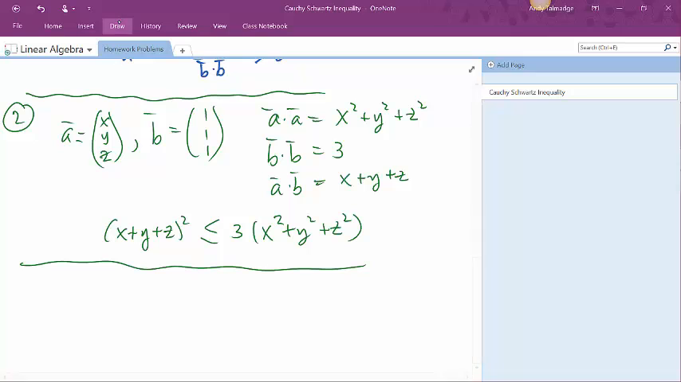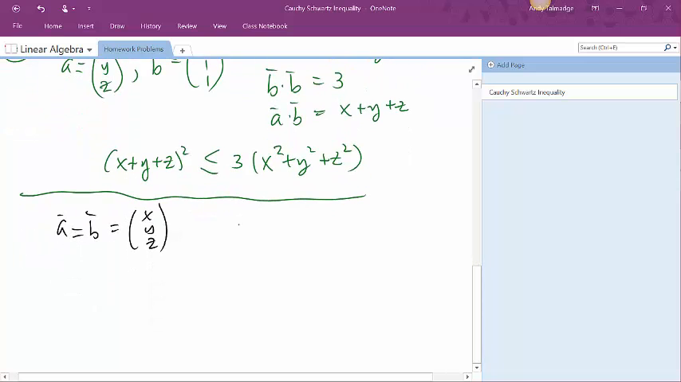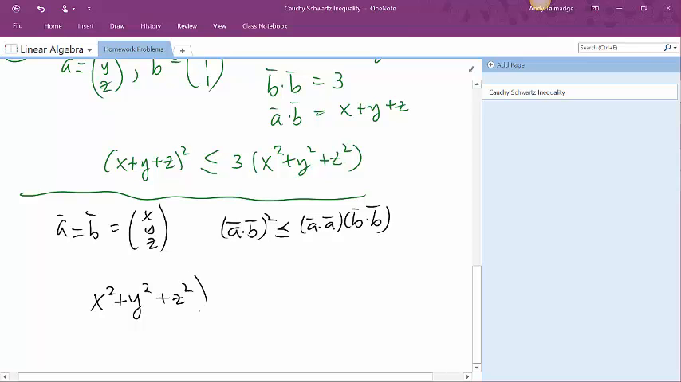Similarly, the next problem asks us to apply the Cauchy-Schwarz inequality when A and B are the same vector, x, y, z. Again, this is going to lead us to an interesting inequality. So the Cauchy-Schwarz inequality again: A dot B squared is less than or equal to A dot A times B dot B. In this case, A dot B is x squared plus y squared plus z squared, and so we're going to square that. That's less than or equal to x squared plus y squared plus z squared, squared. Of course they're equal. That's an easy one, right?